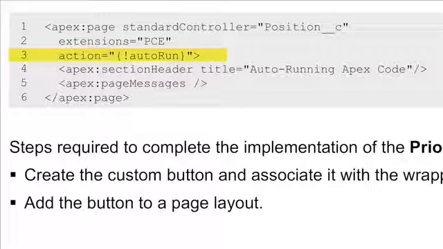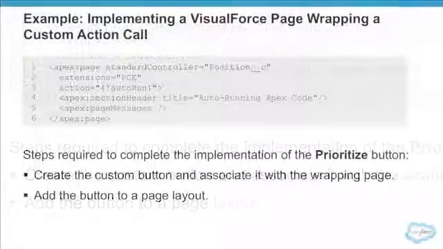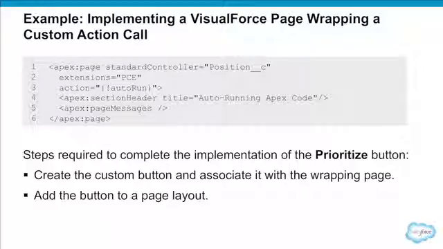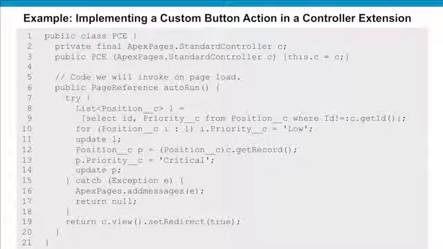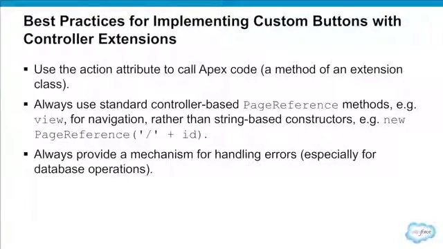In other words, we are going to need to create the AutoRun method inside the controller called PCE. And so here it is. Here's our action method called AutoRun. It does a database query, we go out and get the record, we reset our priority, perform an update, and then ultimately we redirect the user back to the original requesting page. You can basically enable that ability: custom button to page to controller code, and then return back to the requesting page.